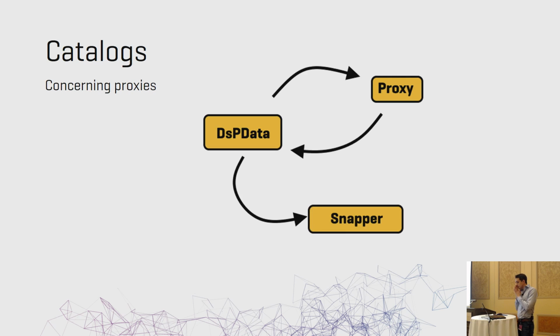Proxies. Proxies work in that way. Every DSP data has a proxy. There's always a default proxy. I think it's called the DSP data proxy. How it works is that the snapper, if it's a data symbol, asks the data, give me the part, and then the DSP data asks its proxy, should we use the default, or do we want to make any modifications on the parts we have here? And then it sends it back to the DSP data, and that's forwarded to the snapper.